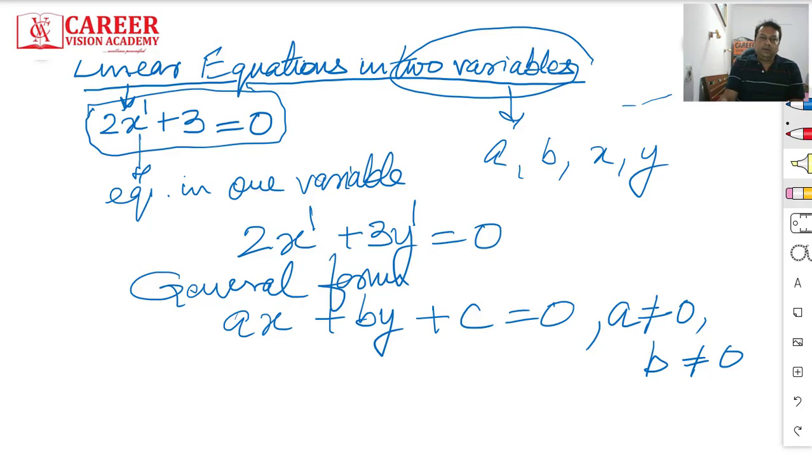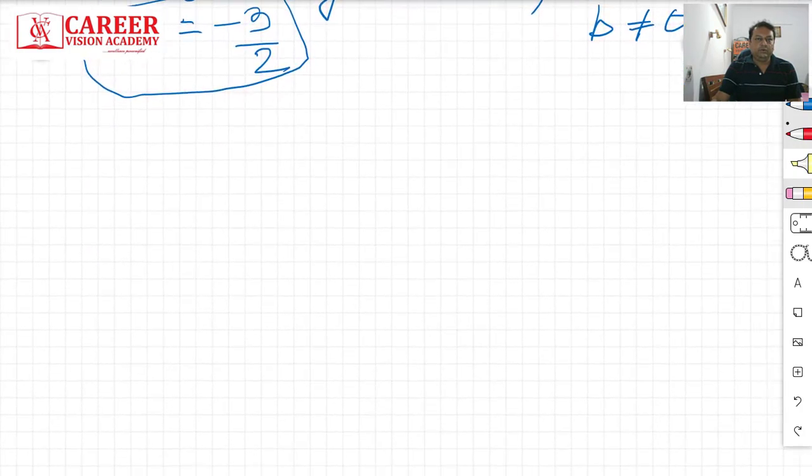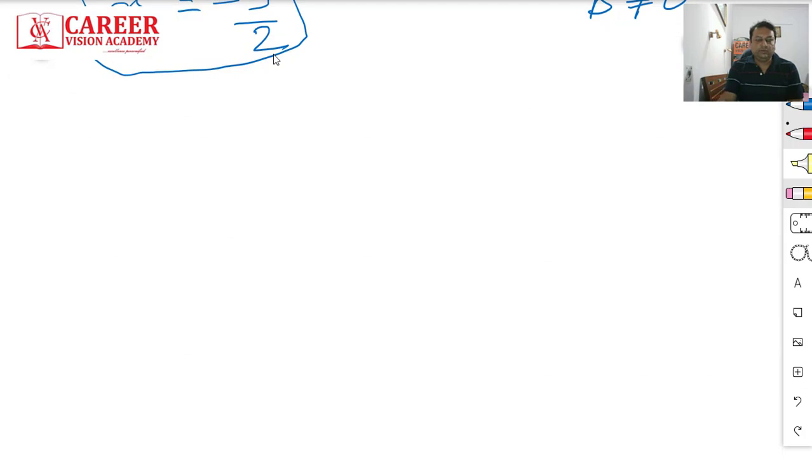Again, if I come back to our equation in one variable, if I have to solve this, we can get the value of x through this equation. x is equal to minus 3 upon 2. You will get the value of x. So if you have an equation in one variable, you need only one equation to get the value of that variable. Okay, but when we have to find out the value of two variables, we need at least two equations.